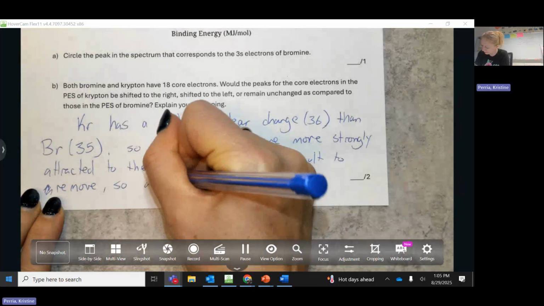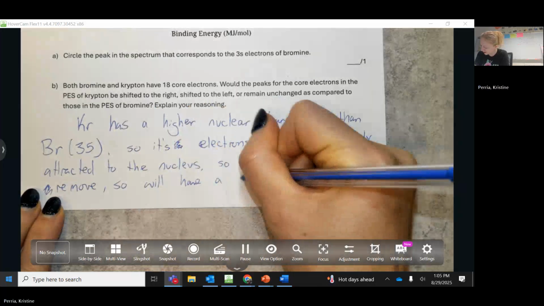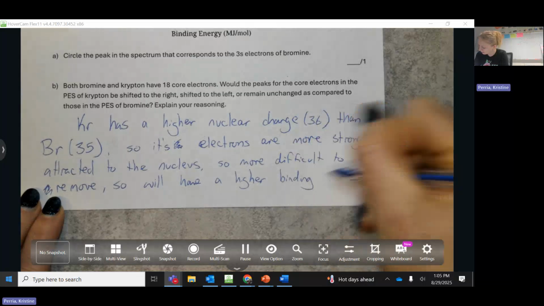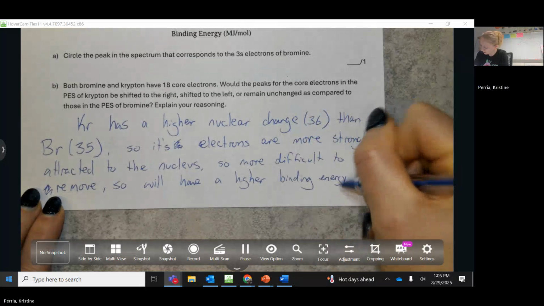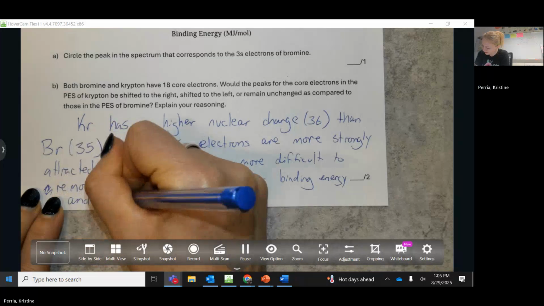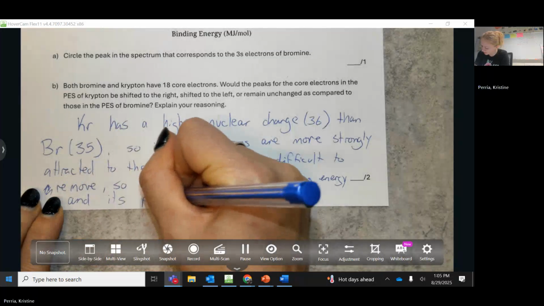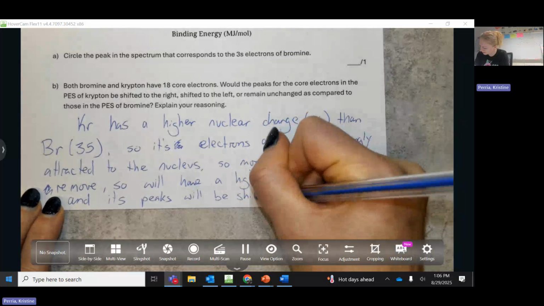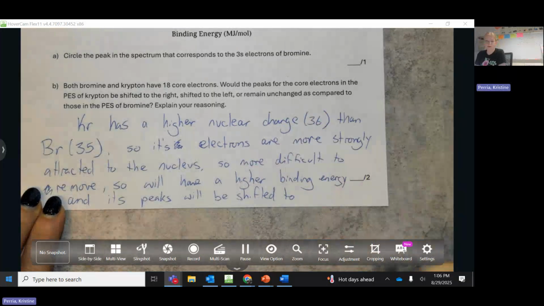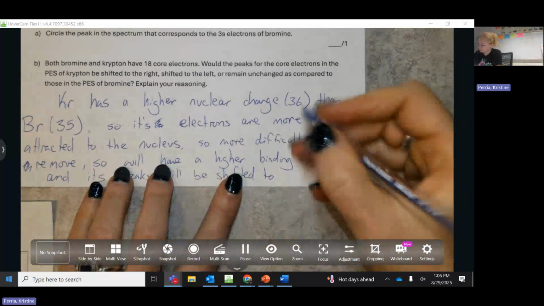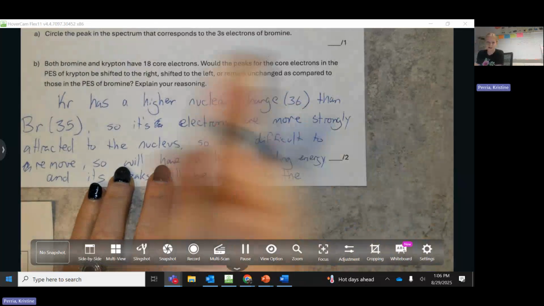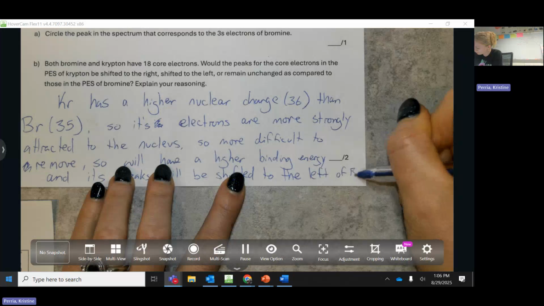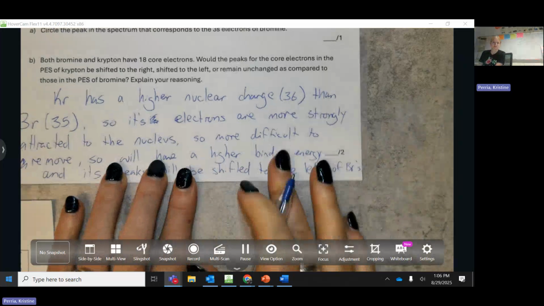So we'll have a higher binding energy, and its peaks will be shifted to the left, right? Because that's where the higher binding energy is, the left of bromine's. Okay, just fit it in.